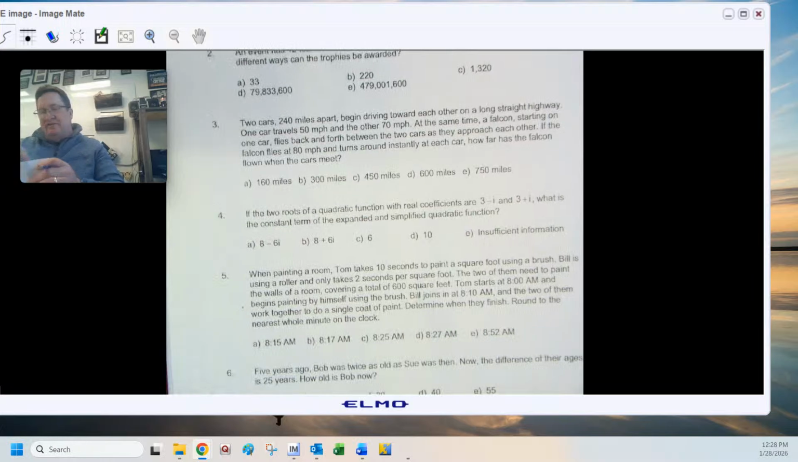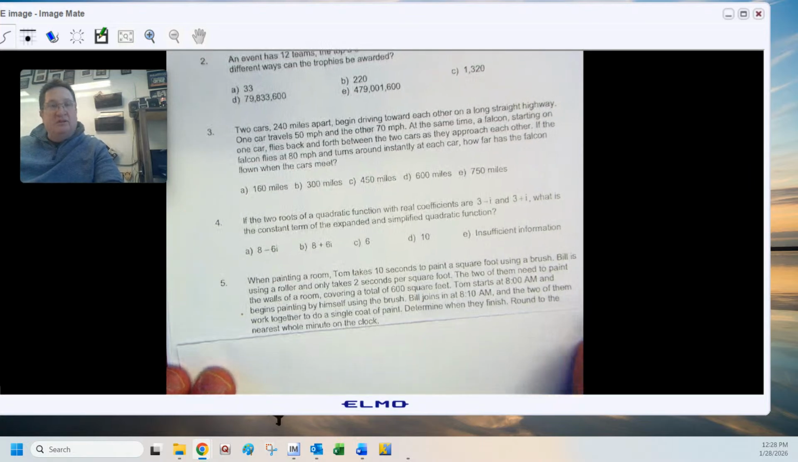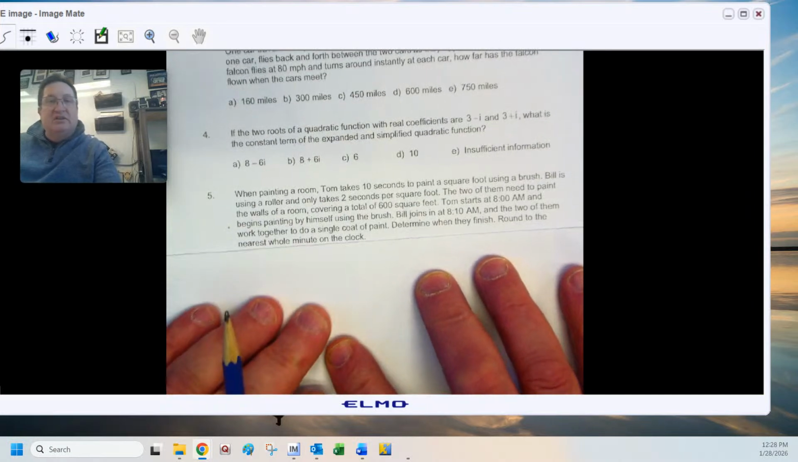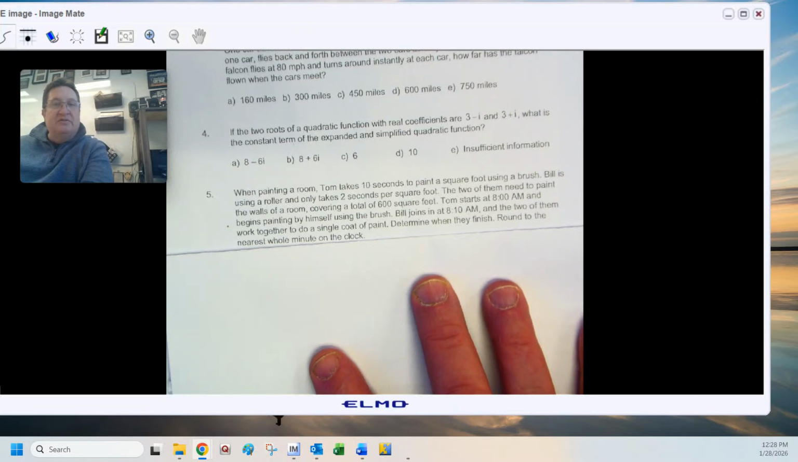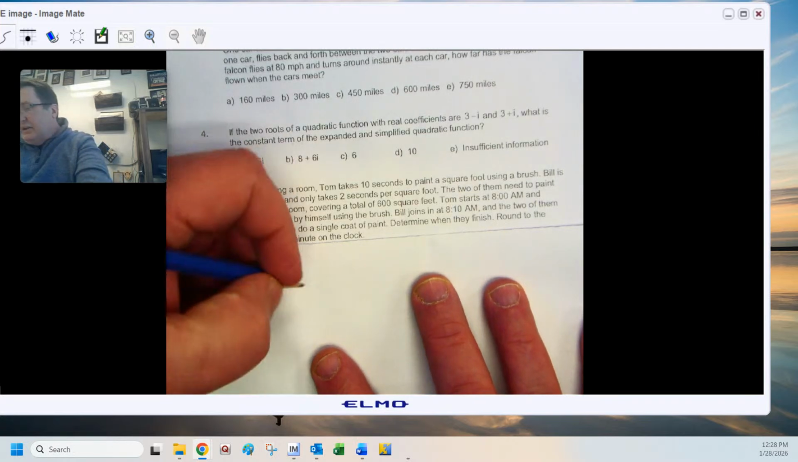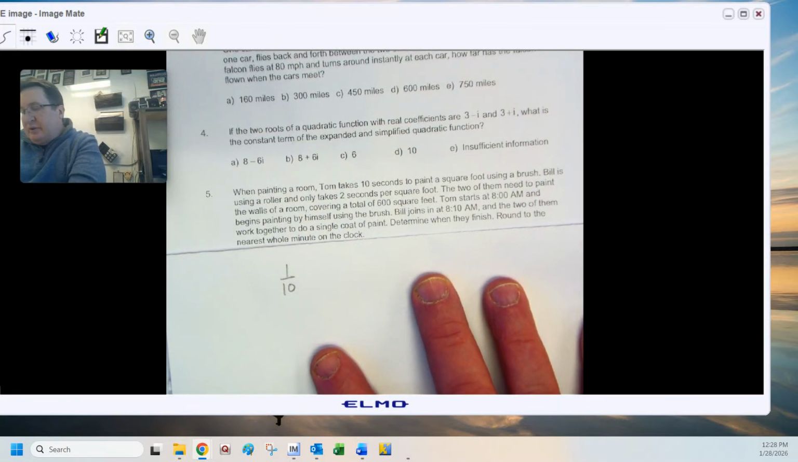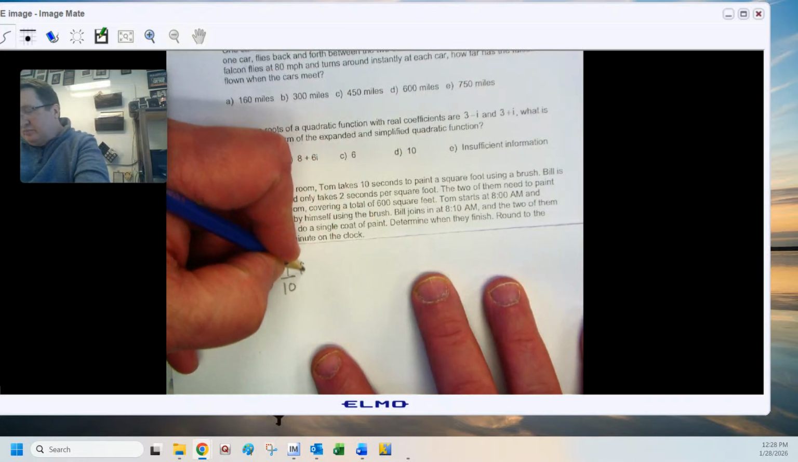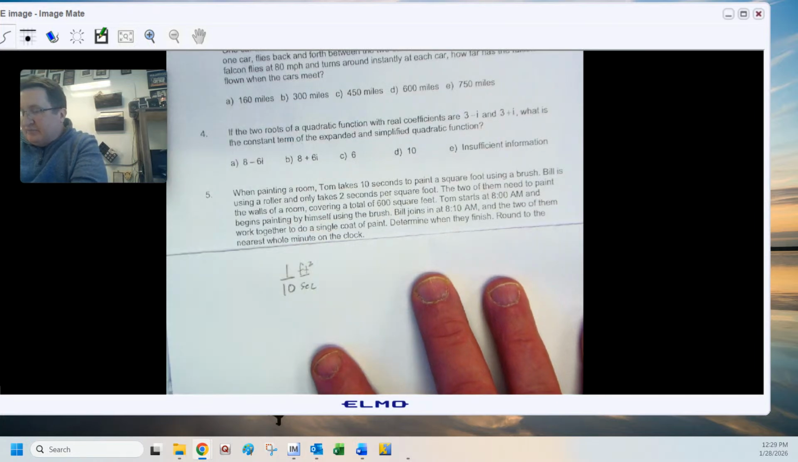And then number 5, it says, when painting a room, Tom takes 10 seconds to paint a square foot using a brush, and Bill takes 2 seconds per square foot. The two of them are painting 600 square feet. And then furthermore, Bill joins in 10 minutes after Tom. And so, Tom can paint at 1 square foot per 10 seconds.